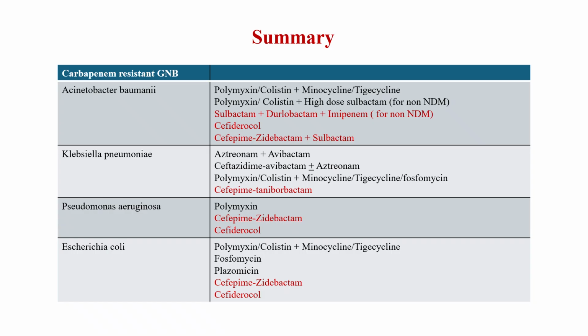What about carbapenem-resistant E. coli? You can look at the susceptibility to aztreonam-avibactam, but if it is not susceptible, systemic use of fosfomycin is a very good option. For UTI, you have an alternative like plazomicin for the treatment. So this is the summary of carbapenem-resistant Enterobacterales infections.